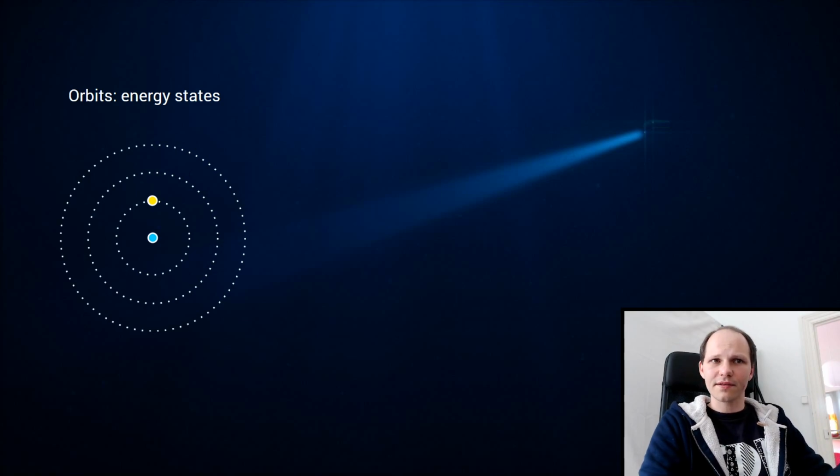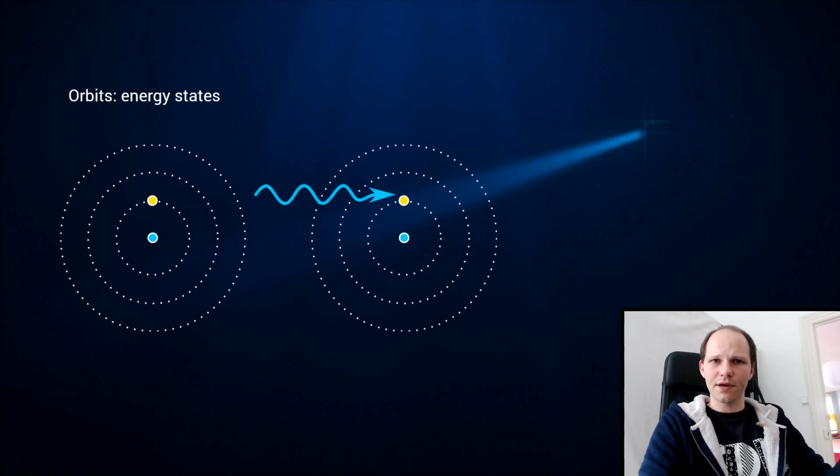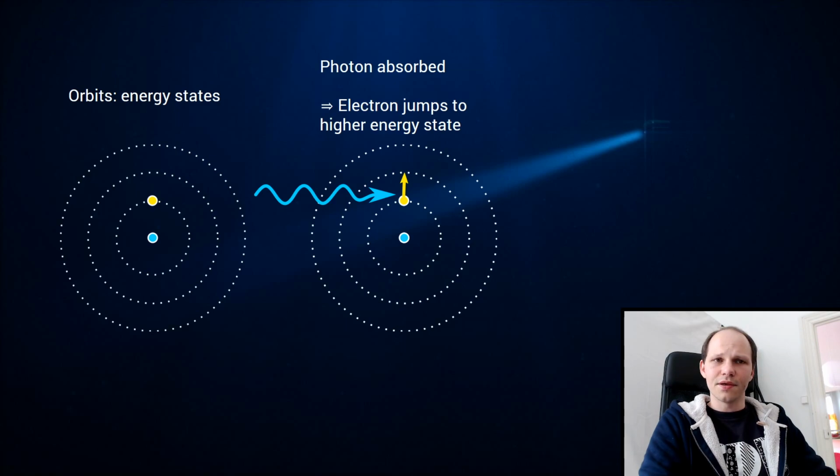So when a photon meets an atom, the question is whether the atom has an electron that could use exactly that amount of energy to move to a higher state. If there is no such electron, the photon doesn't interact with the atom and continues on its way. If there is such an electron, the photon is absorbed and the electron goes to that higher state of energy, and it is said to be excited.